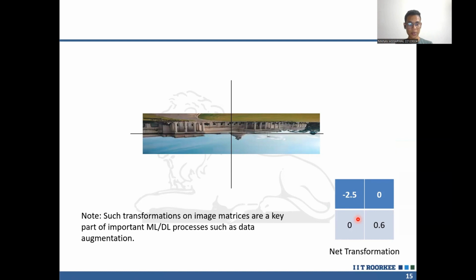A very interesting aspect is that such transformations on image matrices are a key part of important ML and deep learning processes such as data augmentation. For example, if we ever fall short of image data, we are able to multiply our data set by applying such rotation and reflection operations throughout our image data sets to multiply them many-fold. This has been used in several CNN applications and serves as an important tool in ML and deep learning processes.